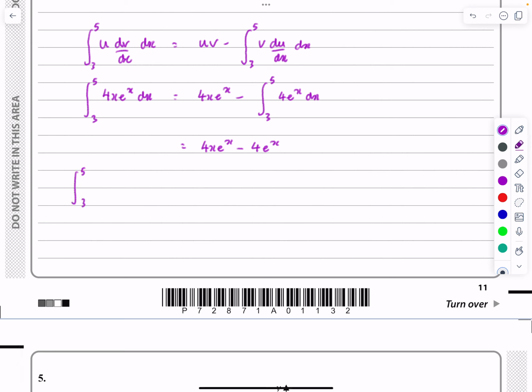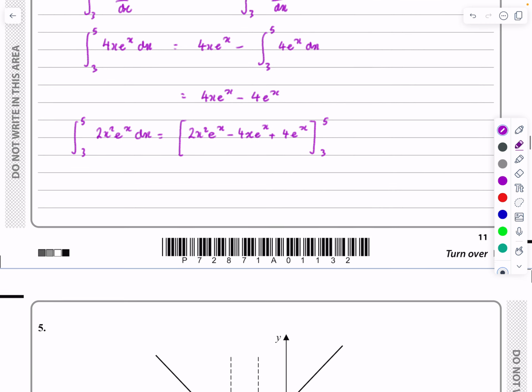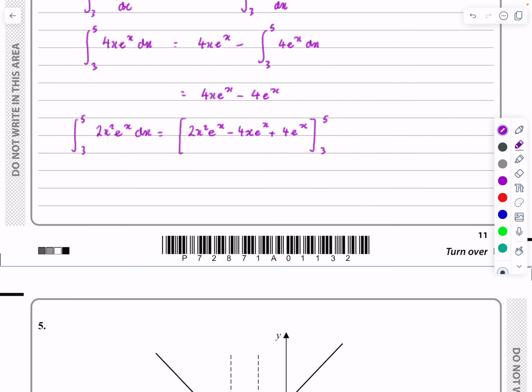which was between 5 and 3, 2x squared e to the x dx, now works out to be 2x squared e to the x minus this thing, so minus 4x e to the x, but plus 4e to the x there when you do the minus. Minus and a minus makes a plus. Between 5 and 3, and now all we've actually got to do is to stick those values in.